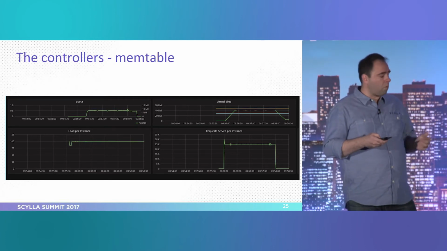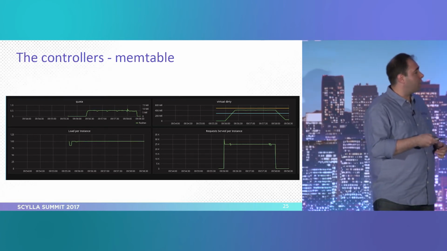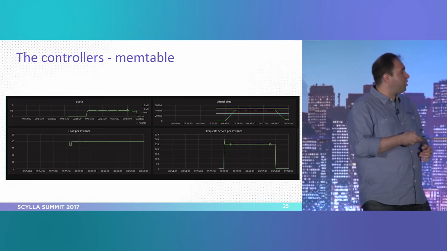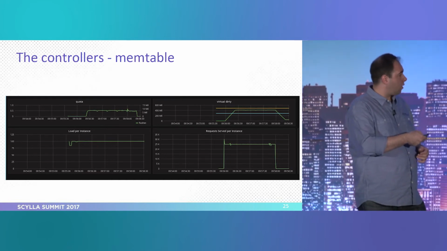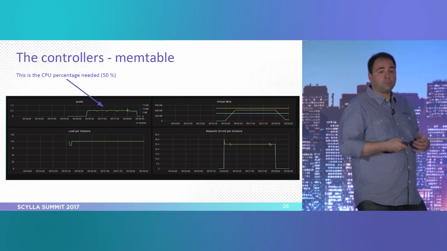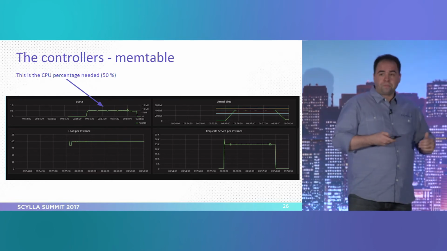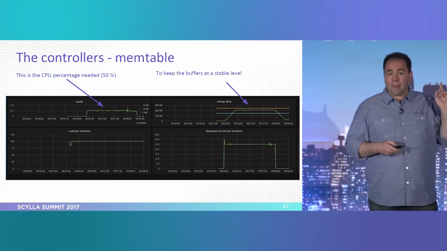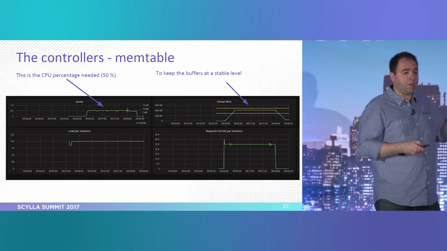So this is a constant write workload. And as you can see here, the quota, or ratio, it's actually a ratio of CPU that the controller determined, is pretty much stable. So it's a stable ratio, so that the backlog is at the level we want it to be.